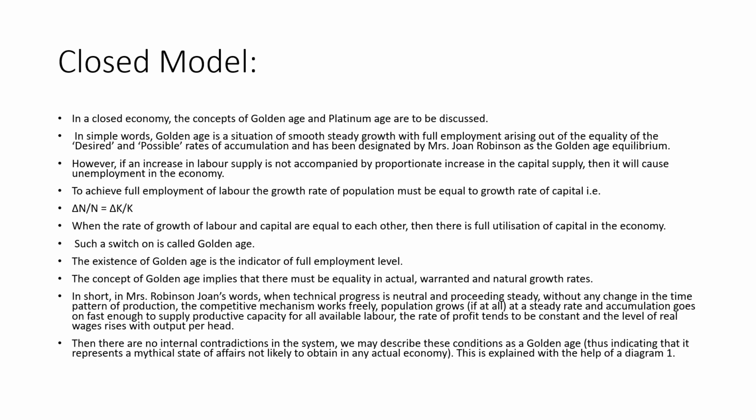Here the concepts of golden age and platinum age are to be discussed. In simple words, golden age is a situation of smooth steady growth with full employment arising out of the equality of desired and possible rate of capital accumulation, and this has been designated by Joan Robinson as the golden age equilibrium. If an increase in the labor supply is not accompanied by a proportional increase in capital supply, this will cause unemployment in the economy. To achieve full employment of labor and growth, the growth rate of population must be equal to the growth rate of capital, that is, delta N by N should be equal to delta K by K.